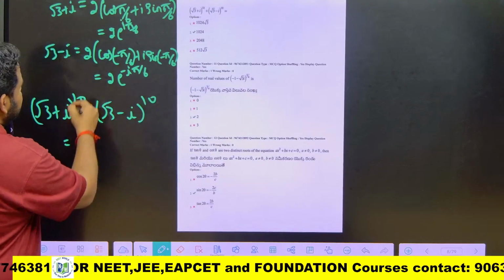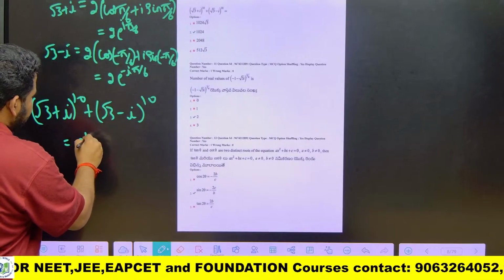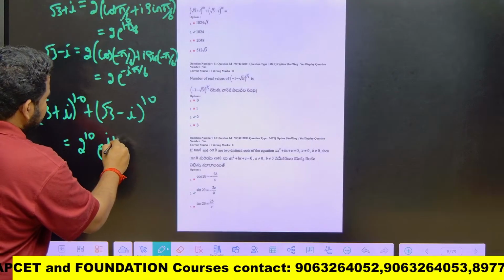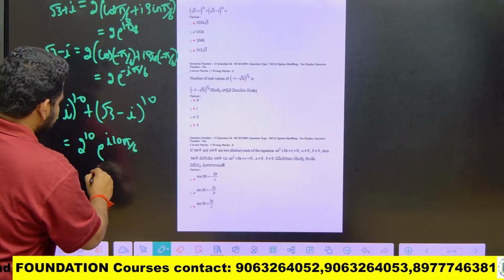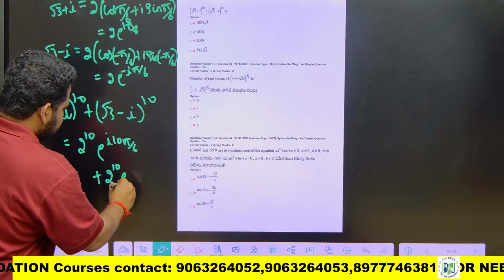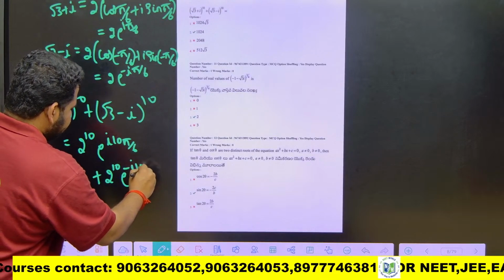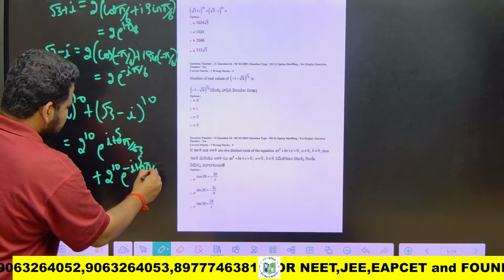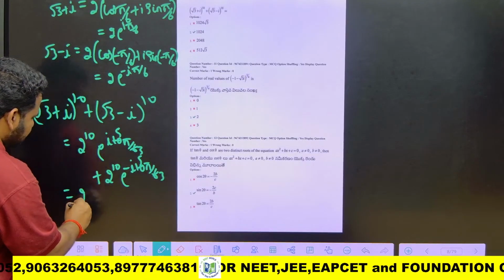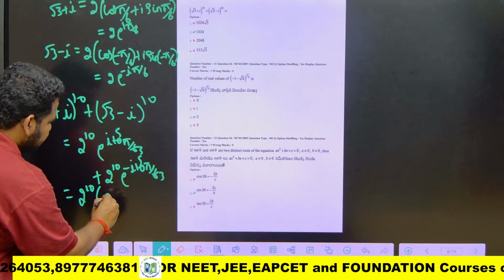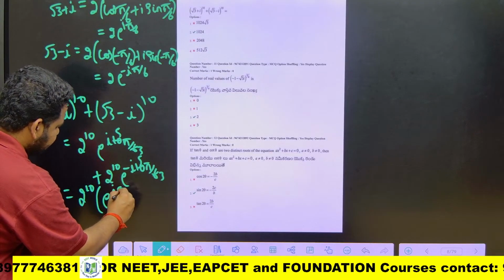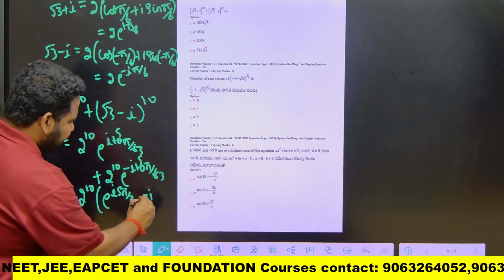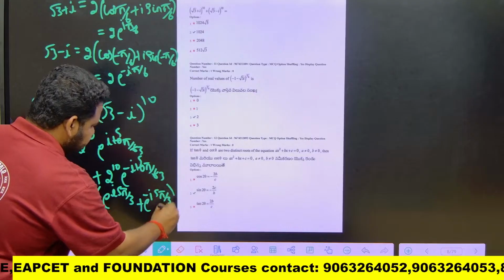That means this will become 2 to the power of 10 e to the power of i into 10 times pi by 6, plus 2 to the power of 10 e to the power of minus i into 10 times pi by 6. So this will become, 2 fives are, 2 threes are. So this will become, friends, 2 to the power of 10. If I take it common, this will become e to the power of i 5 pi by 3 plus e to the power of minus i 5 pi by 3. This is what we will have.